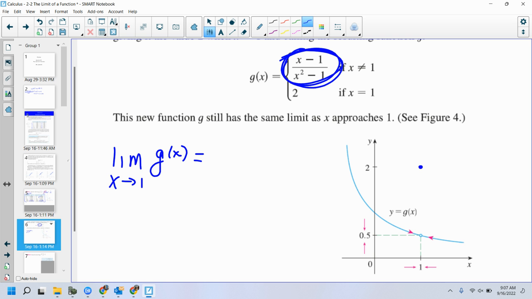So even though the function is defined to be something else at that value, the limit is still going to calculate the same way. Okay? The limit would still be calculated the exact same way. It's still going to approach 1/2 for that. Even though g of 1 is 2, the limit is not 2. The limit is actually 1/2. Okay.